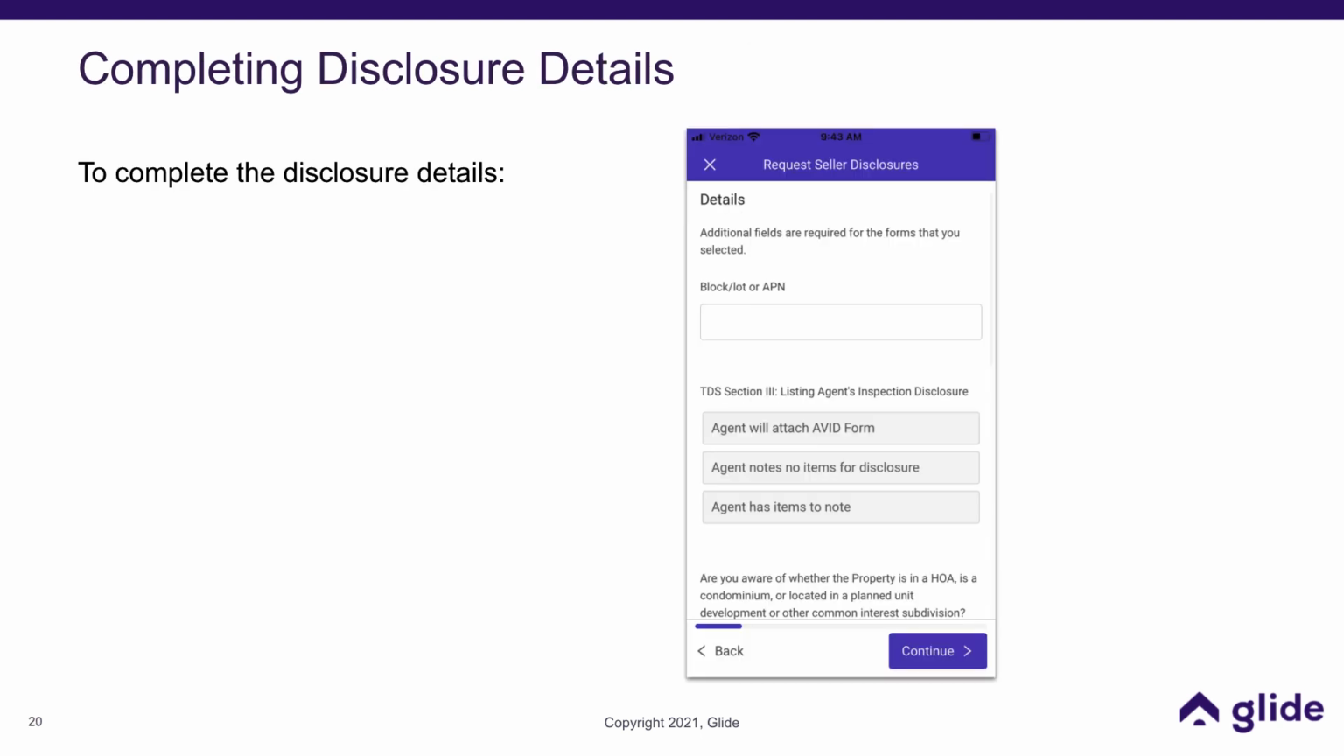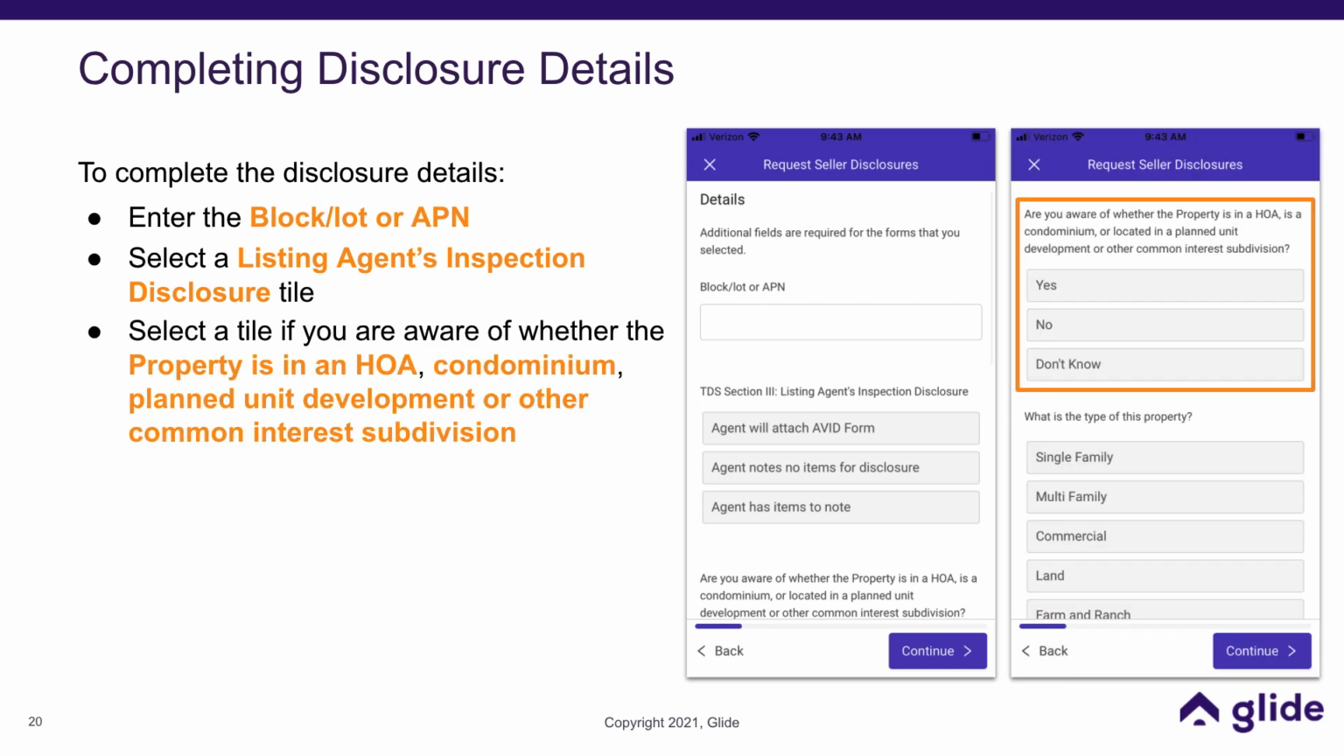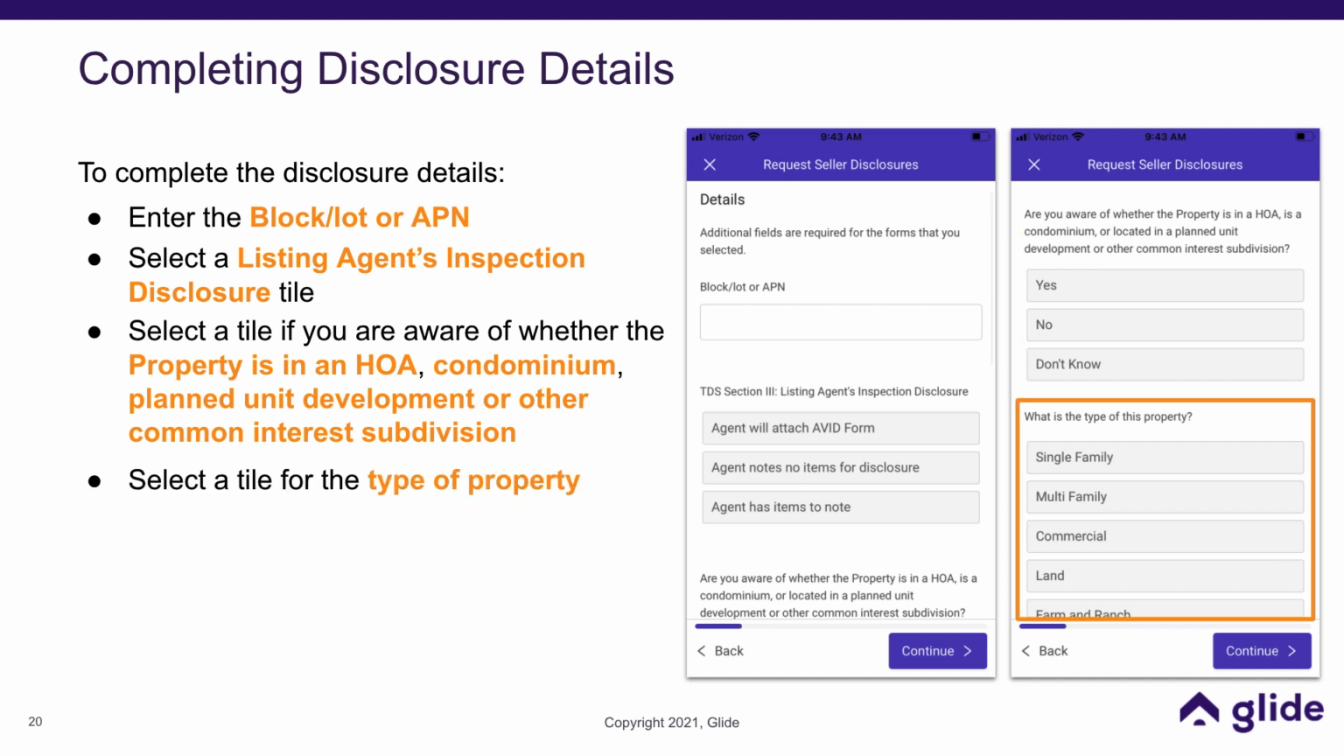Then you will be required to complete the disclosure details. First, enter the block, lot, or APN number. If you use the MLS import initially when creating the transaction, this information will be added automatically. Next, select a listing agent's inspection disclosure tile. Then select an option for whether you are aware of the property being in an HOA, condominium, or planned unit development or other common interest subdivision. Lastly, select a tile for the type of property, then tap Continue.